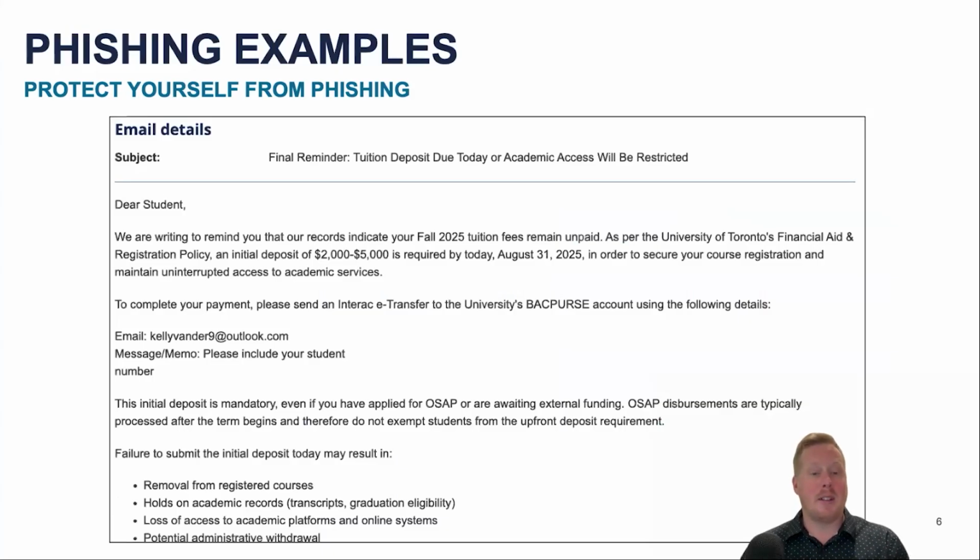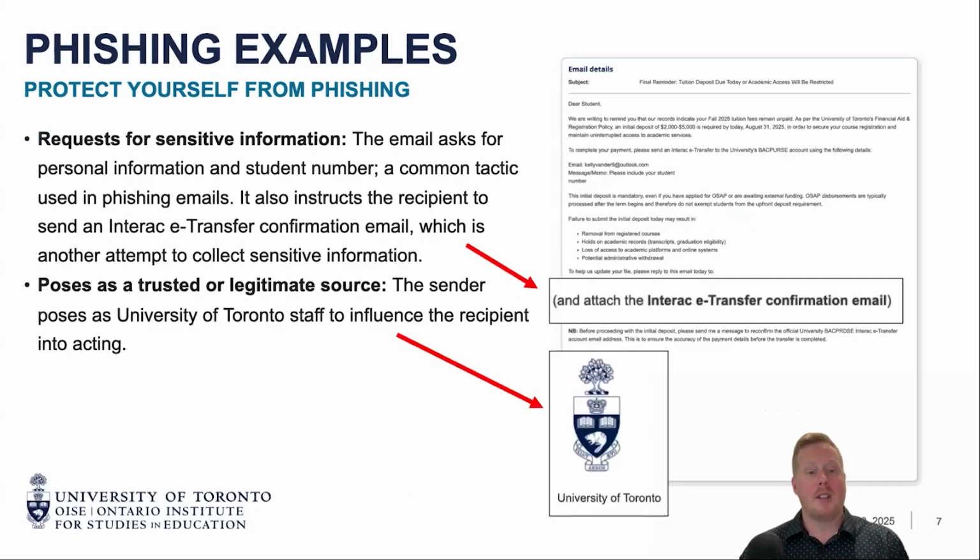So let's dive into a phishing email example. Here you'll see an email that was sent to a student with the subject line that reads, "Final reminder, tuition deposit due today or academic access will be restricted." There are a lot of red flags you'll notice in this email, and I'm going to go through a couple key ways that you can determine if an email is legitimate or a phishing email. So the first thing I want to note is that the email requests sensitive information. This could be something like a student number, UTOR ID, or in this case, an Interac e-transfer confirmation email.